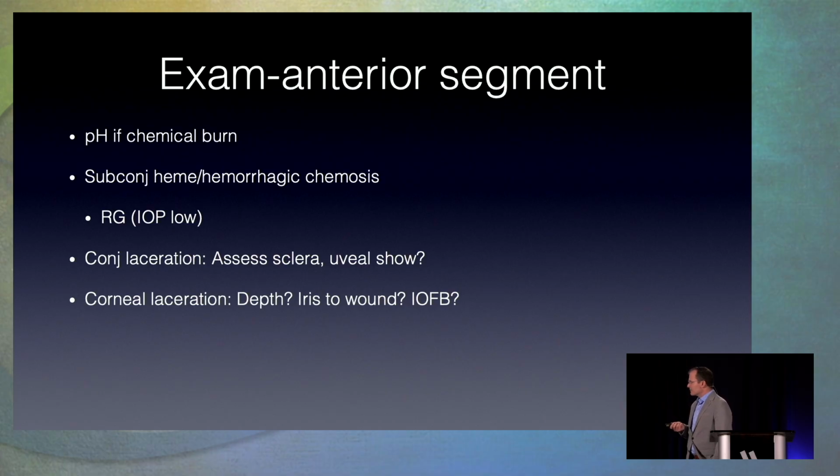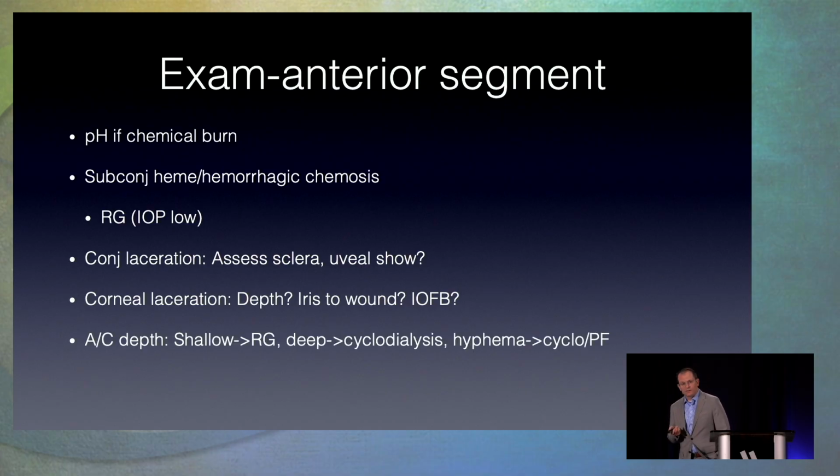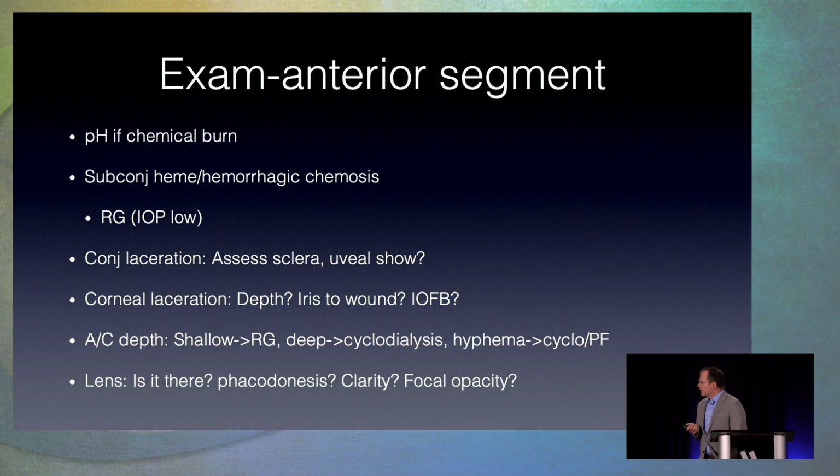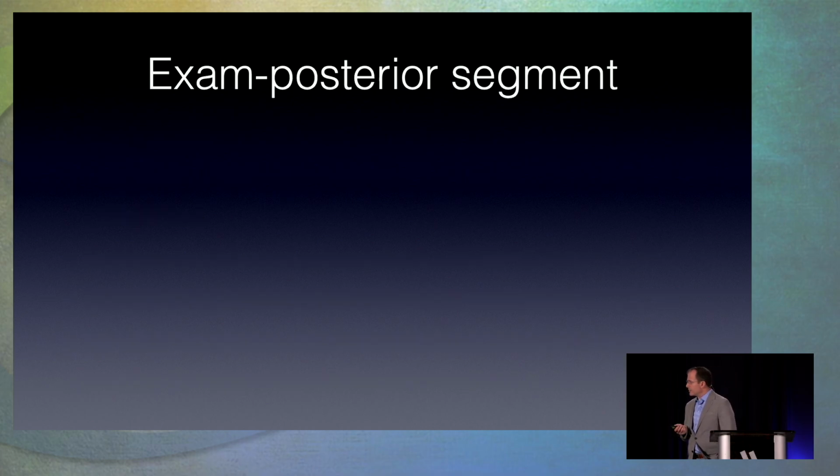And then corneal lacerations, what's the depth? Is there iris to the wound? That could give you a hint about whether or not there might be a foreign body. And then the lens, right? Is there phacodonesis? Is the lens there? Is it floating around in the vitreous? Has it been traumatically expulsed or avulsed from the eye? All these things can happen.